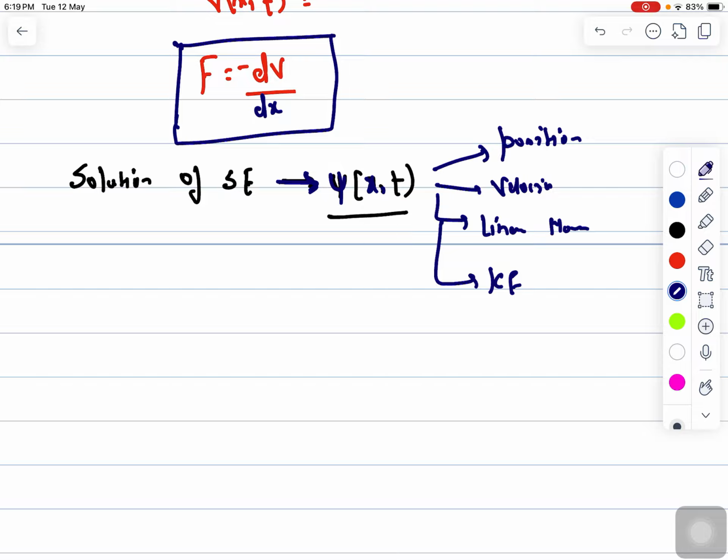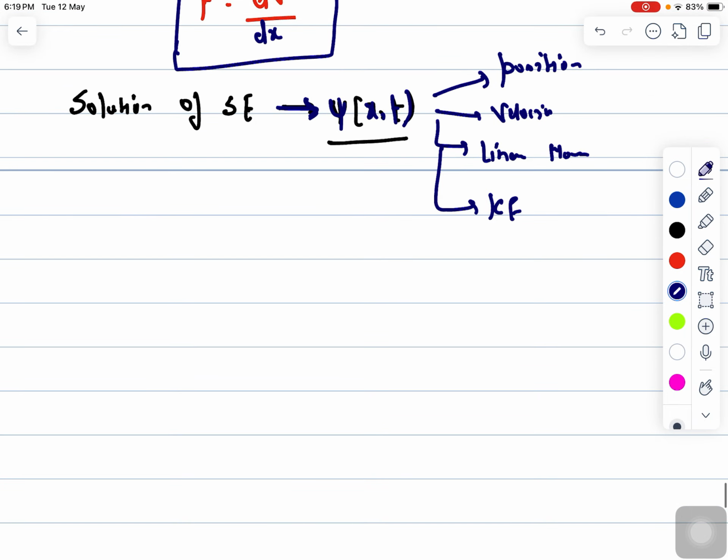So you have to perform some kind of operation. Let's say I have discussed the kinetic energy operator T cap, the linear momentum operator p cap, and the position operator x. We have to apply these operators on the wave function, and then the wave function gives us all these observables. Is that clear? That's great.